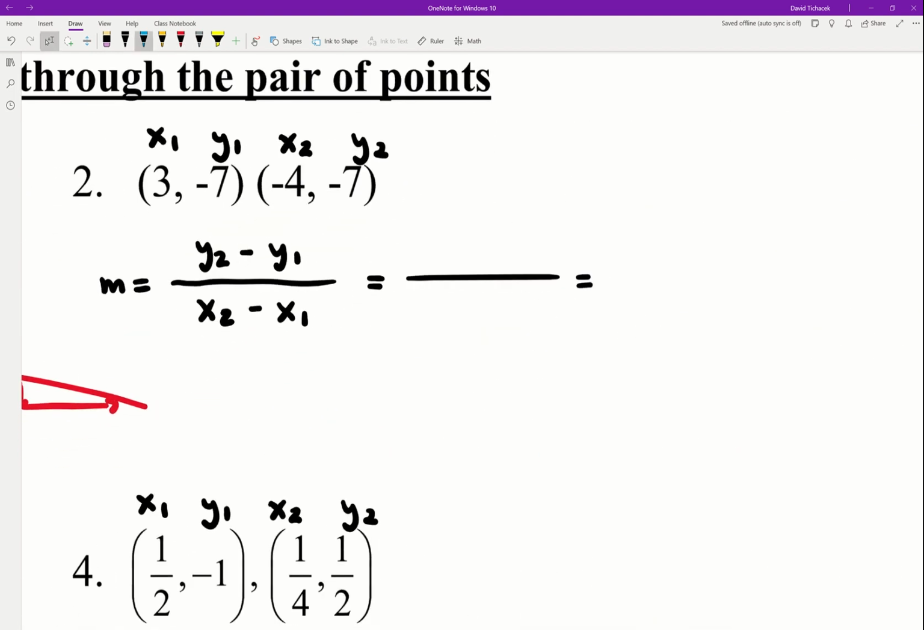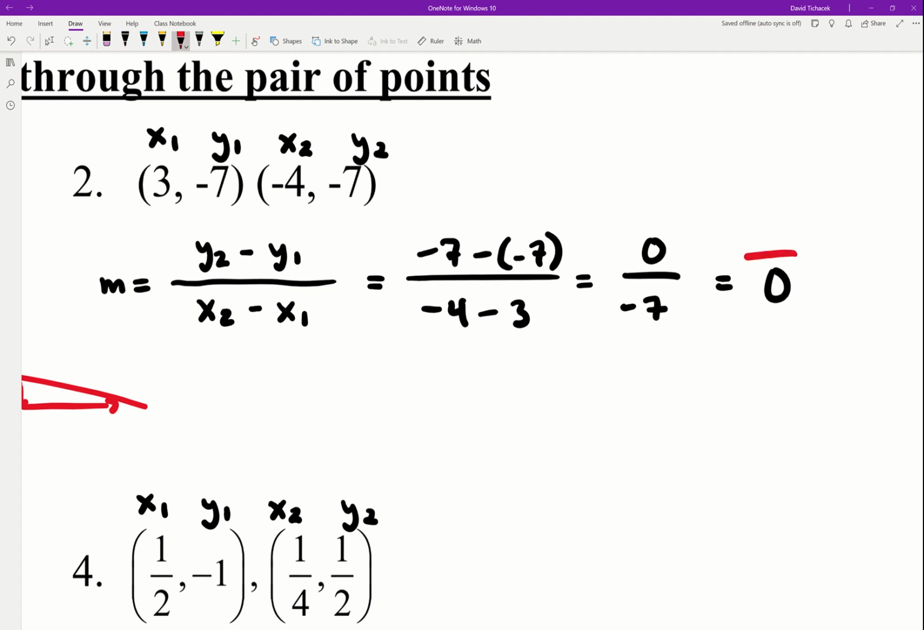We're going to do the exact same thing. We're just going to subtract the y's on top, subtract the x's on the bottom, in the same order. So negative 7 minus negative 7 gives you 0 on top. And on the bottom, you have negative 4 minus 3, which gives you negative 7. Now 0 divided by any number besides 0 is always going to equal 0 itself. So if you have a slope equal to 0, then you can automatically conclude that this is a horizontal line.